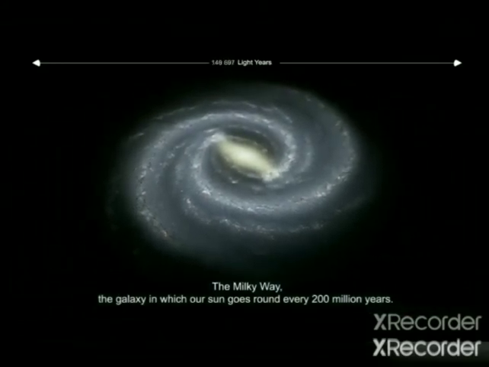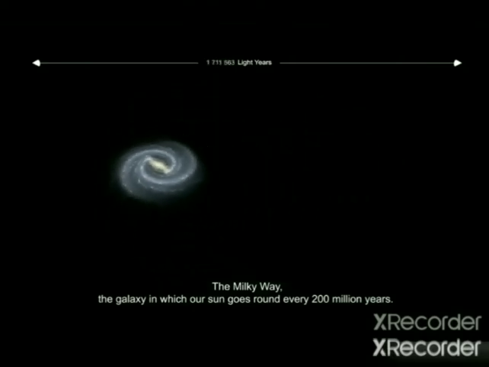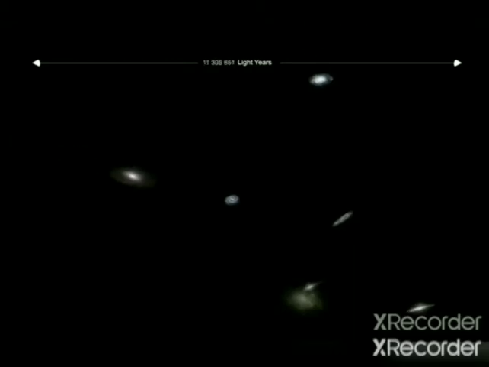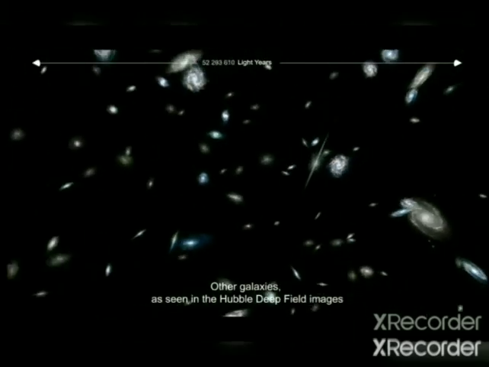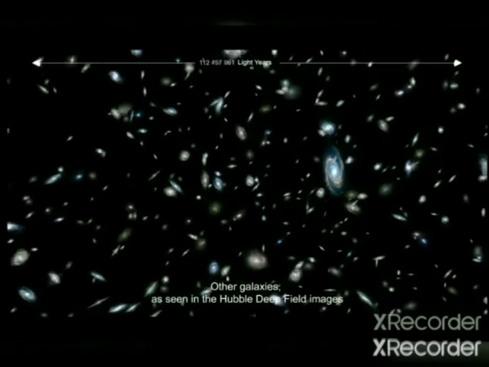Then the closest galaxy to our Milky Way is the galaxy Andromeda, which you can see is 25 lakh light years apart from the Milky Way. Now if we move further apart, as you can see, there are many more galaxies inside our universe.